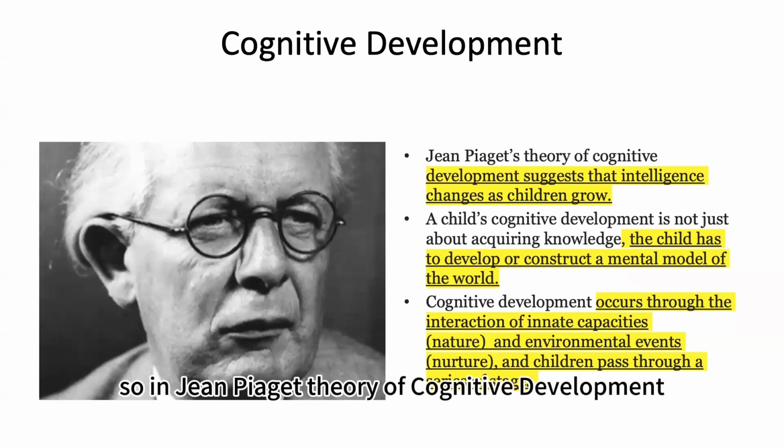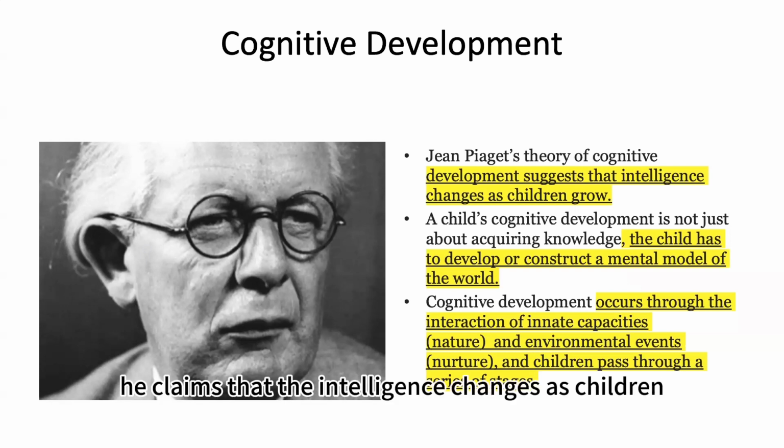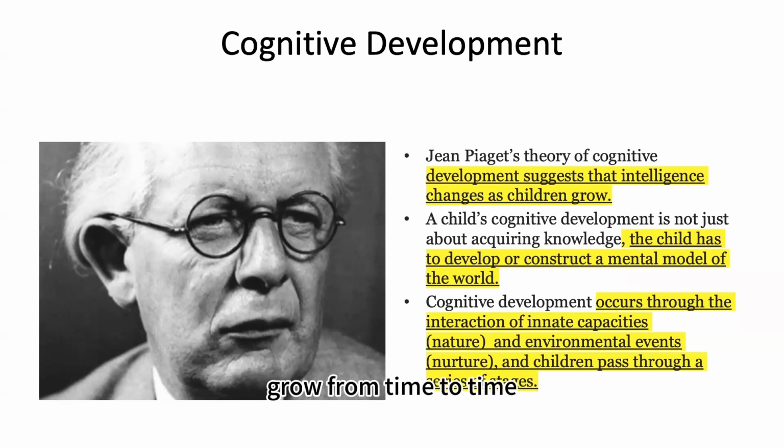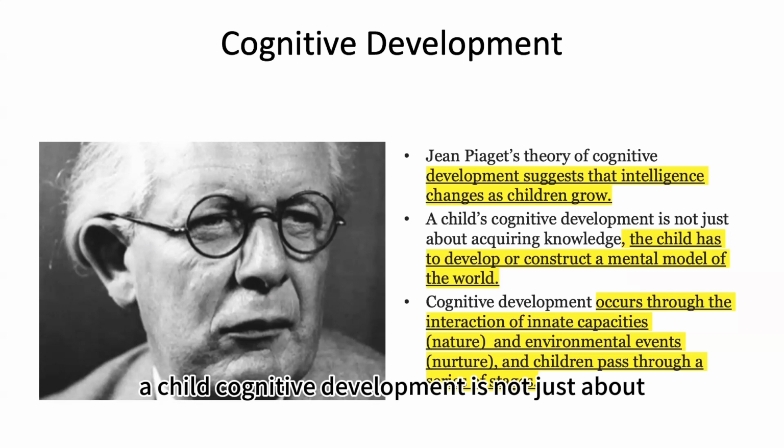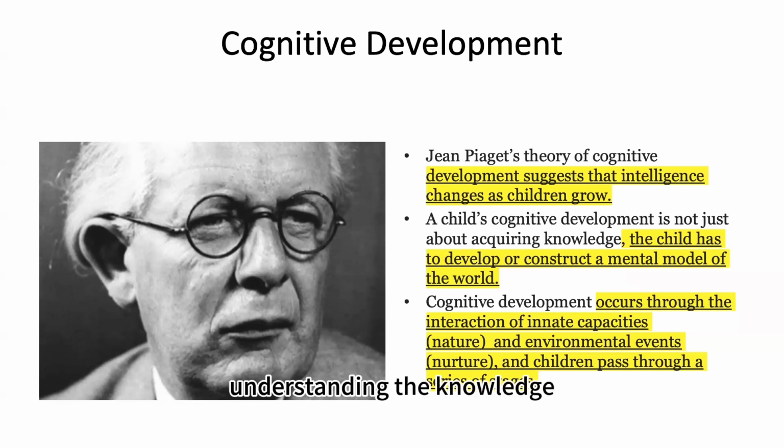So in Jean Piaget's theory of cognitive development, he claims that intelligence changes as children grow from time to time. So what is cognitive development? Does it mean how smart the child is? A child's cognitive development is not just about understanding the knowledge from a book. In fact, it is to develop the understanding of the world.